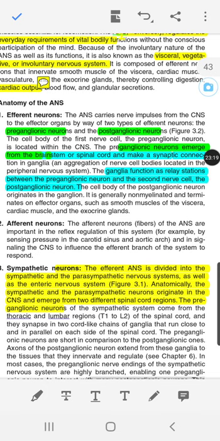The ganglia function as a relay station. What is the function of the ganglia? And can you define ganglia?